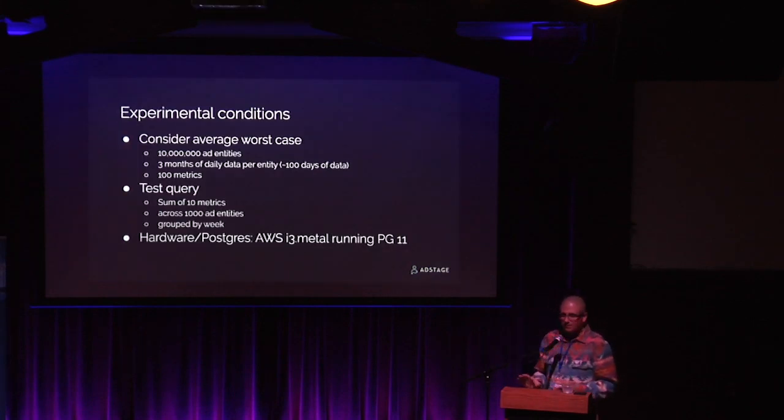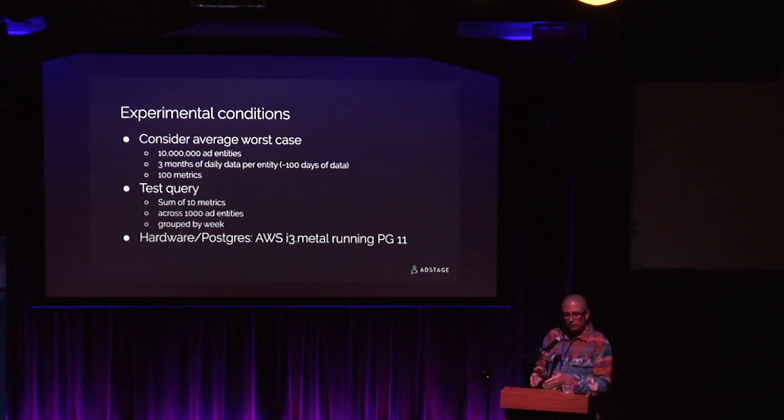So to give you the setup, I'll tell you about some of the conditions for these experiments. I want to tell you about our average worst case customer. Maybe not every customer is literally this bad, but this is something like a 98th, 99th percentile customer. They have, we're going to call it, 10 million ad units. That's maybe not literally ads, but you can just think of them as ads. They have approximately 3 months of data. So here, to round things off, I'm going to call that 100 days instead of 90 or 91 days.